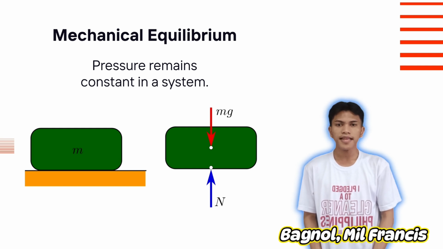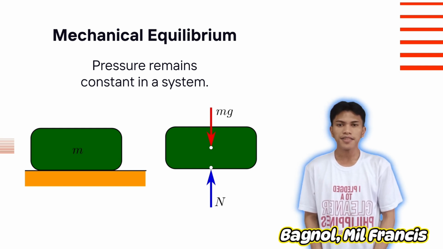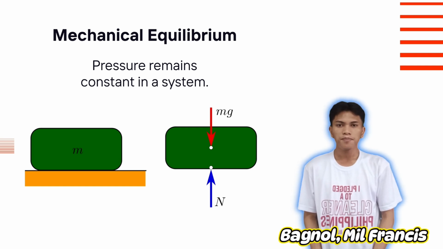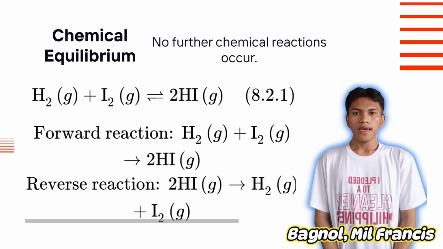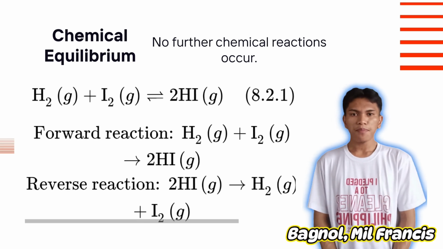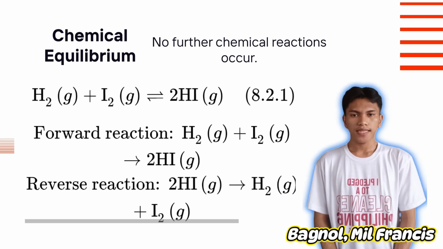Another example is a sealed soda can that maintains its internal pressure unless it is opened. Or a book resting on a table. The force of gravity pulling the book down is balanced by the normal force pushing the book up from the table. And lastly is the chemical equilibrium. It is when chemical reactions stop happening because everything has balanced out.